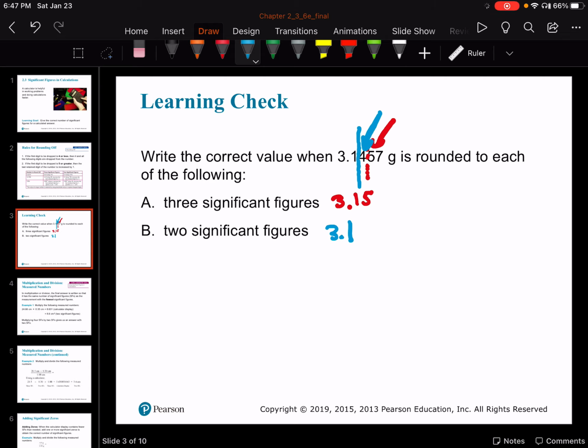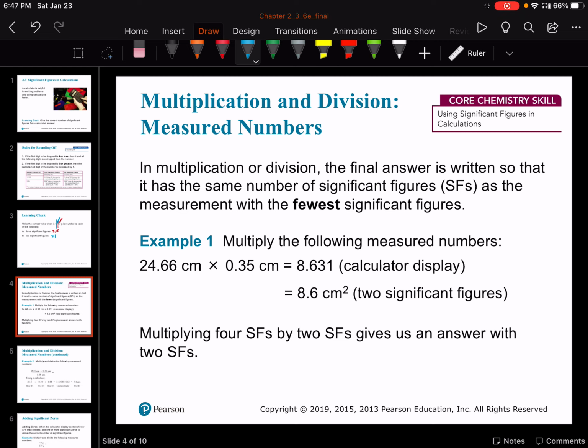If you are used to it, we probably should simply move on. So the next thing that we want to talk about, and this is a core chemistry skill, is using sig figs in calculations. That's really what this whole conversation is about. So in multiplication or division, the final answer is written so that it has the same number of sig figs as the measurement with the fewest sig figs, okay?